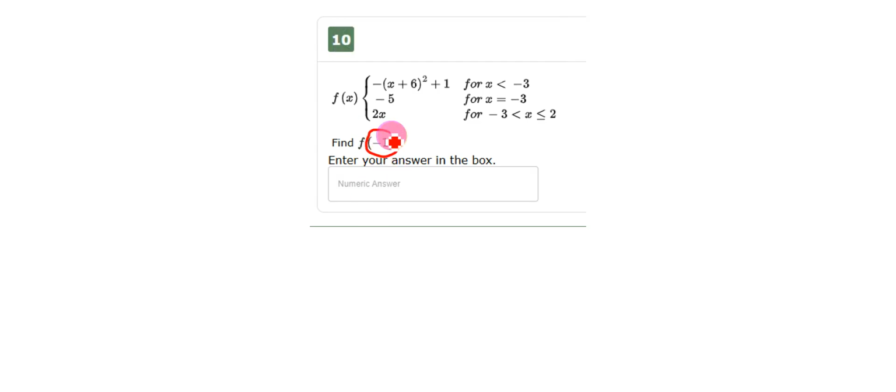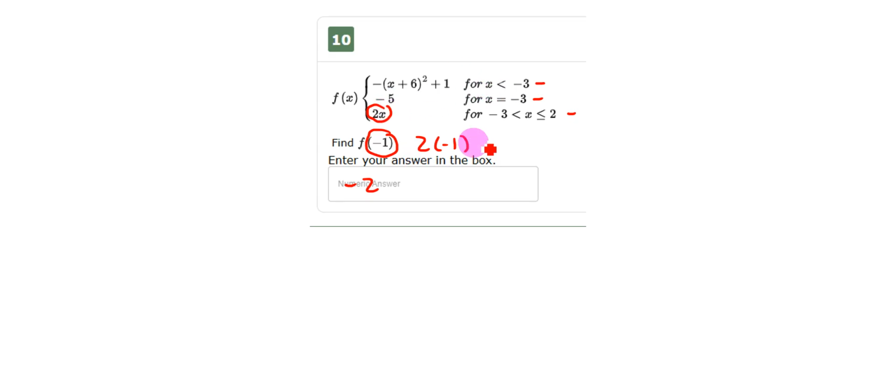All right? Figure out which one of these it's in. Is negative 1 less than negative 3? No. Is negative 1 equal to negative 3? No. Is negative 1 between negative 3 and 2? Yes. So I'm doing this one. All I'm doing is 2 times negative 1 is negative 2. So whatever piece it fits in, plug it into that one.